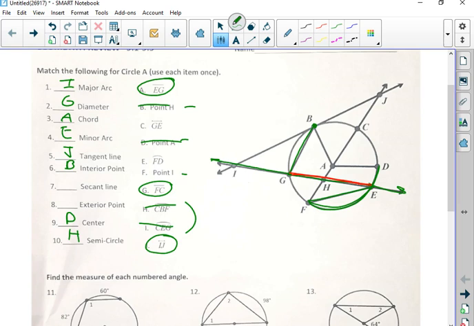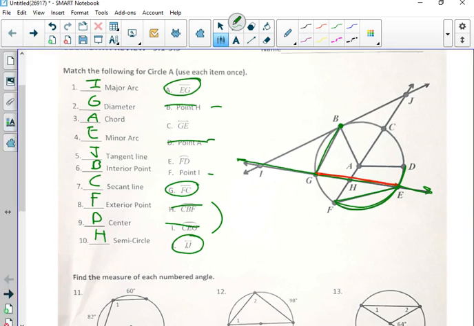Secant line, we already talked about that. That was the one with IGHE. There's got to be a line, and the only line I have left is C, which is line GE, and that works. Exterior point, well, what's left? Only I, which is outside the circle, and I'm done with my section of vocabulary.